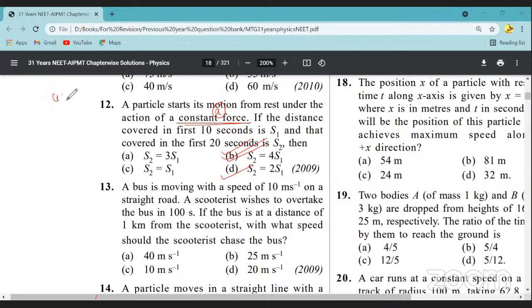u is 0, acceleration is a. S1 is the distance traveled in the first 10 seconds, so ut plus half at square. The ut term will be zero, so half at square, a/2 into 10 square. S2 is also ut plus half at square, ut is zero, so a/2 into 20 square. The ratio is asked, so S1/S2 is 10 square by 20 square, which is 1/4. So S2 is 4S1, option B. Is this clear everyone? Yes, sir. Okay, solve question number 13.